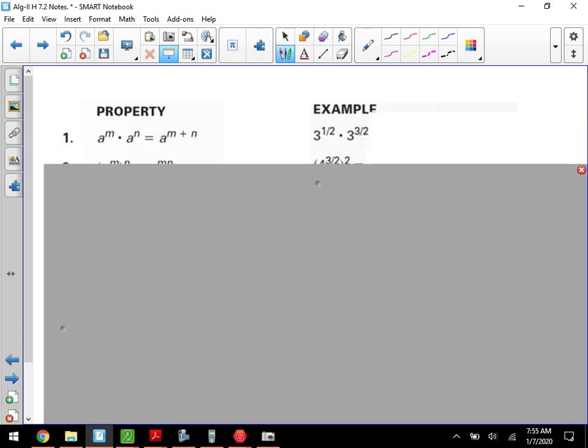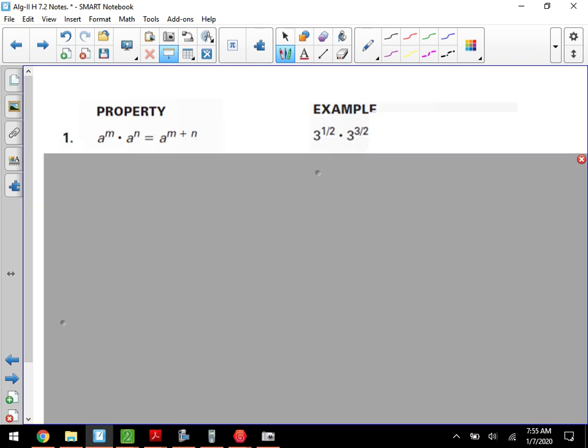For example, we know that when you have the same base, different exponents, when you're multiplying, you add your exponents together. So it works the same when you have fractional exponents. As long as the bases are the same, you're just adding the exponents.